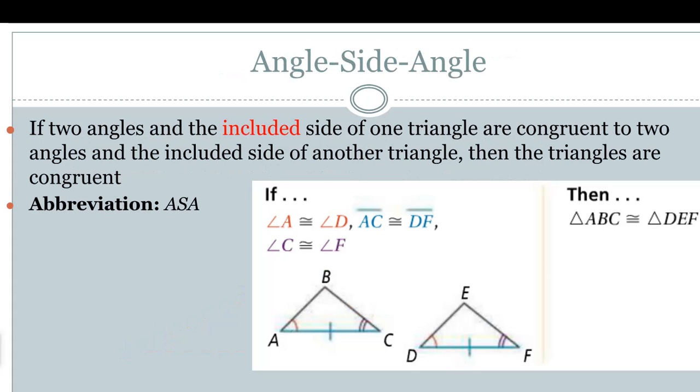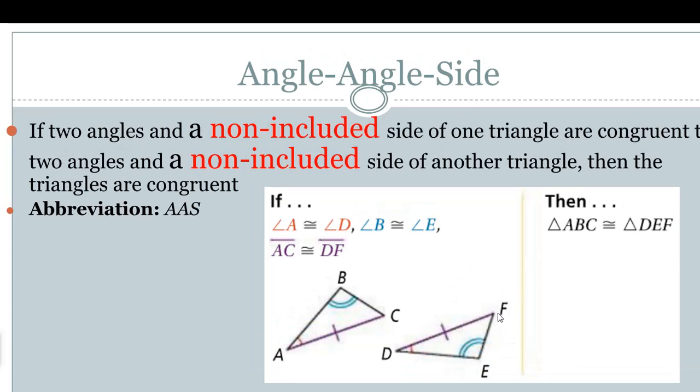So now let's look at the next one that comes from lesson 4.3, angle side angle. So if we have two angles and an included side, so this side would be in between the two angles, it touches both angles. So in both of these triangles here we have included sides touching two congruent angles. So therefore, we can prove our triangles congruent. So if two angles and the included side of one triangle are congruent to two angles and the included side of another triangle, then the triangles are congruent. And then we have our last one. The last one's probably the most difficult because it's two angles and a non-included side, so it's not in the middle.